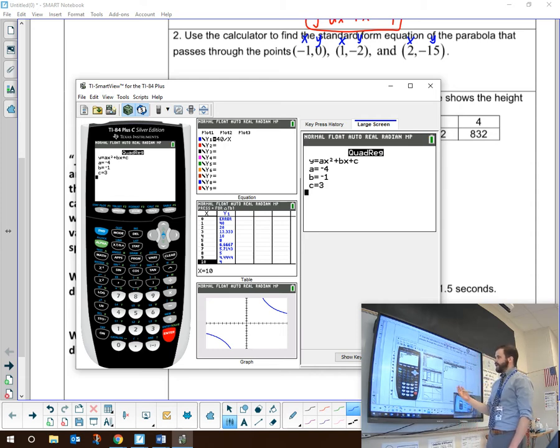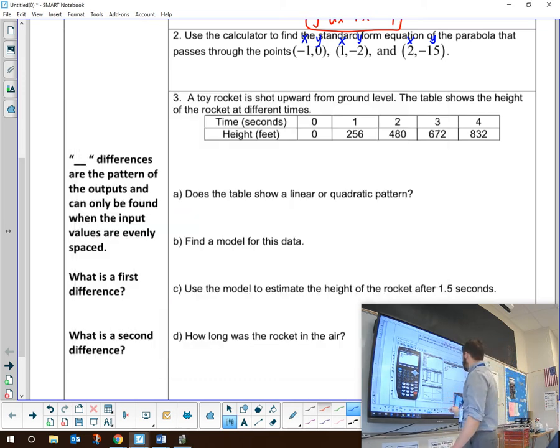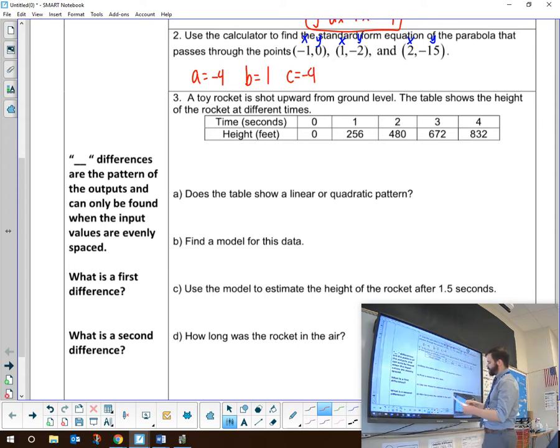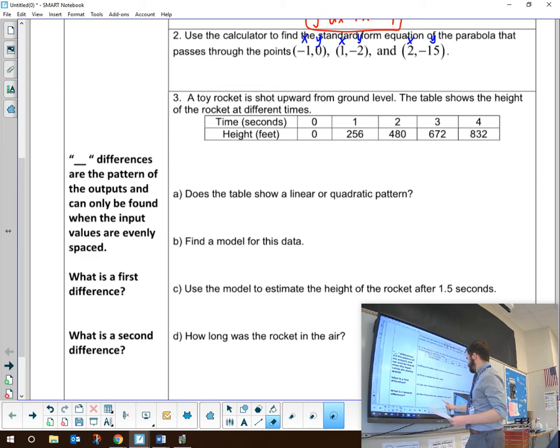And we're going to get, hey, A is -4, B is -1, C is 3, so I know what my equation is. Let's write it out. My A is -4, my B is 1, and my C is -4. So my equation is going to be, oh, I was looking at the wrong one, guys. Sorry about that. So messed up on that. My A is going to be -4.